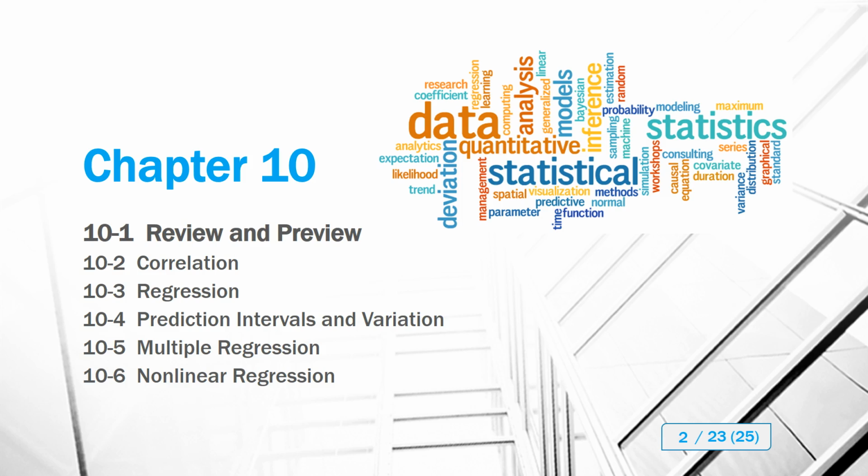As you can see here in Chapter 10, we're going to be talking about correlation and regression. This is where we're going to start making statistical models that can actually make predictions about the future based on relationships between two or more variables.